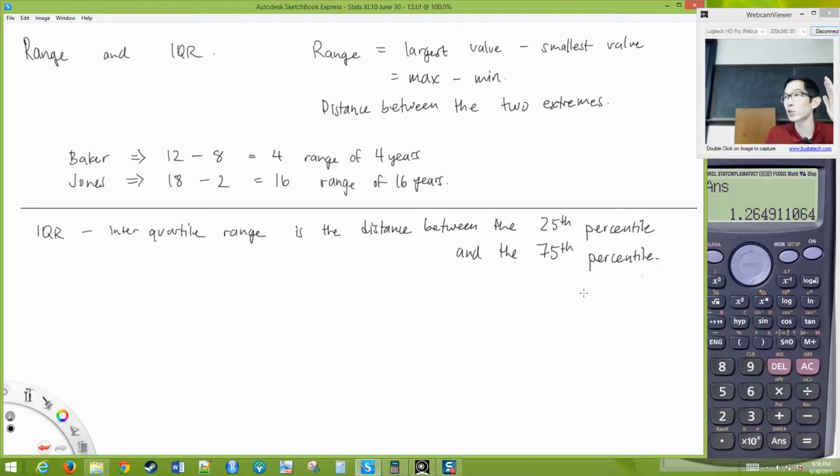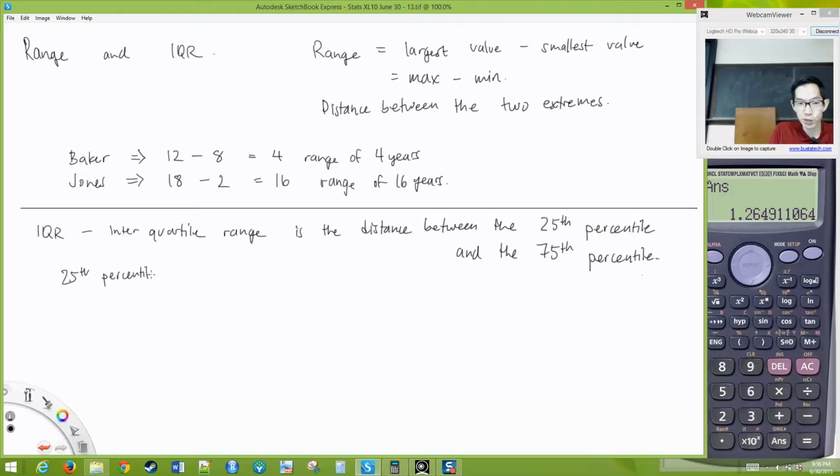That means 25% of people have values that are smaller than whatever score we're looking at. To be in the 75th percentile, it means 75% of people have values that are smaller than yours. The 50th percentile means 50% of the data is smaller than yours. What's another name for the 50th percentile? The median.